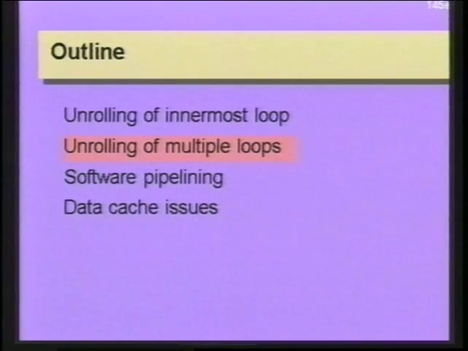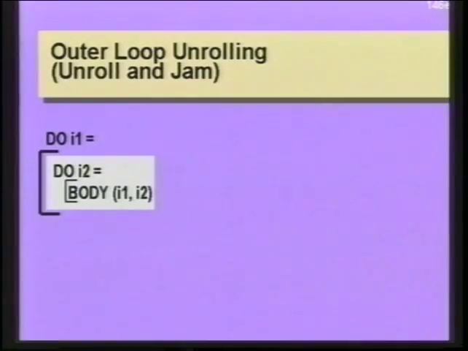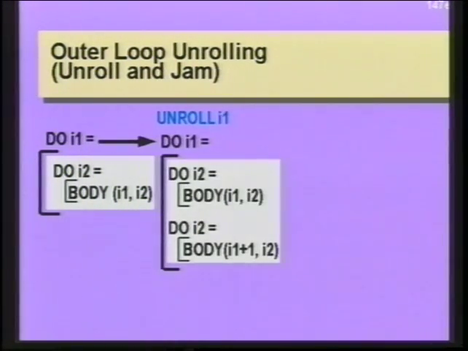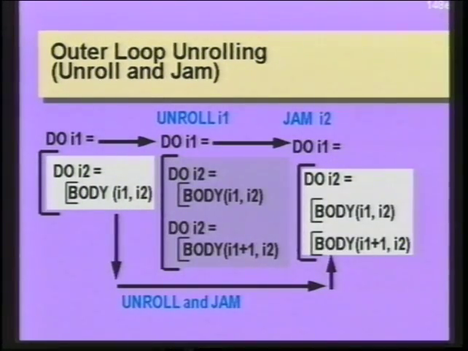Let us now move to looking at loop unrolling in a wider context, and that of unrolling multiple loops. When we look at multiple loops, an interesting question to ask is, what does it mean to unroll an outer loop? In the figure that I have over here, if we unroll the outer loop I1, literally, we would obtain 2 copies of the inner loop I2. Now that in itself does not deliver any performance improvement from an instruction level parallelism point of view. However, if we were to jam the 2 loops together, we would obtain a combined loop body with 2 copies, one for index value I1 and one for index value I1 plus 1. This unroll and jam combination is really what I mean by unrolling an outer loop.